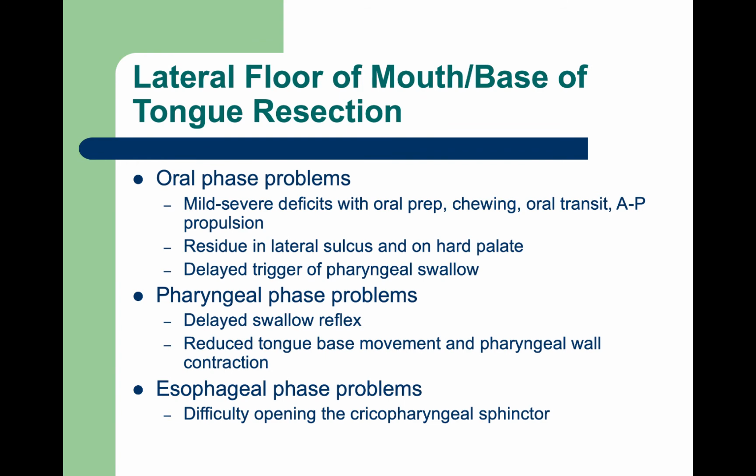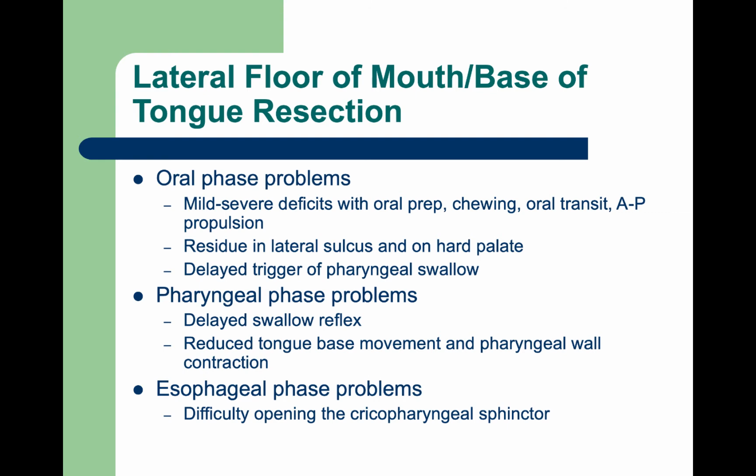Okay, we're moving on to lateral floor of mouth and base of tongue resections. So this may include tonsils as well. Keep in mind that the facial arches or a portion of the pharynx may also be involved in the resection. So in that case, the pharyngeal stage of swallowing will be impaired as well as the oral stage. The exact problems that the client will present with, of course, will depend on exactly how that resection was done by the surgeon.